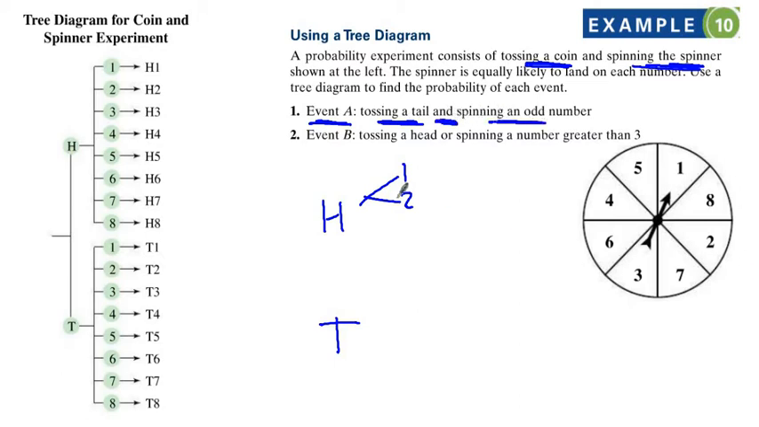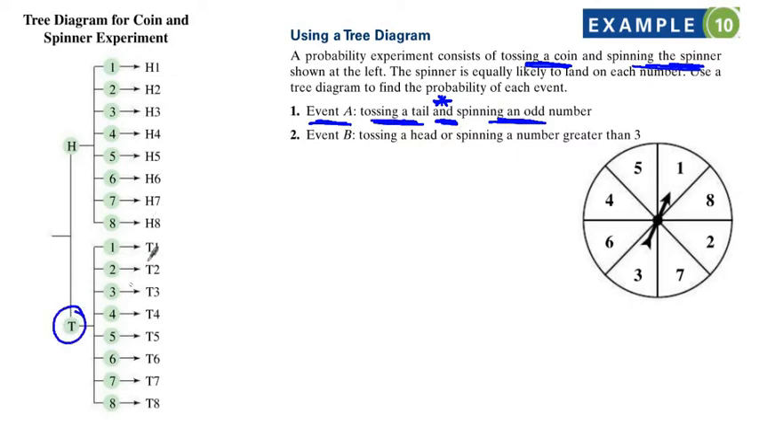So I'm going to show you how to do this both with and without the diagram. Let's use the diagram first. Okay, so later on we'll talk about something called the multiplication rule. And the multiplication rule basically means that whenever you see an "and," you have to multiply the probabilities. So what's the chance of tossing a tail and getting an odd number?